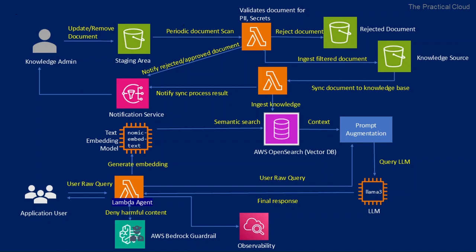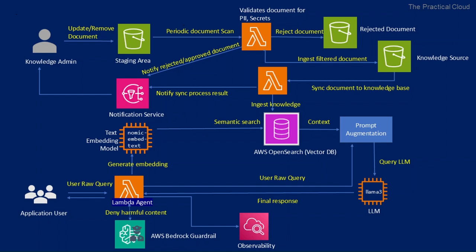The second Lambda function we have is for knowledge ingestion. Once the documents are validated and sent to the knowledge source bucket, our ingest knowledge Lambda function will pick those documents and store them in the vector database. As you know, for this framework we need to store the content as chunks, and then we need to generate the vectors and store them in the vector database. So that is about the knowledge ingestion.